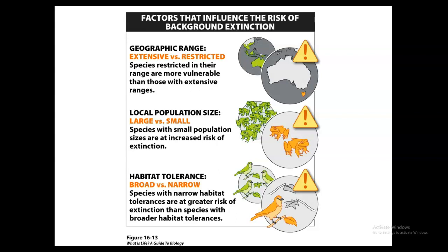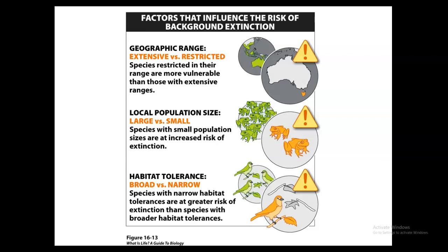There are going to be 3 factors that influence extinction. We have the geographic range, which is going to be extensive versus restricted. Species that are restricted in their range are going to be more vulnerable than those that have an extensive range that they can travel.